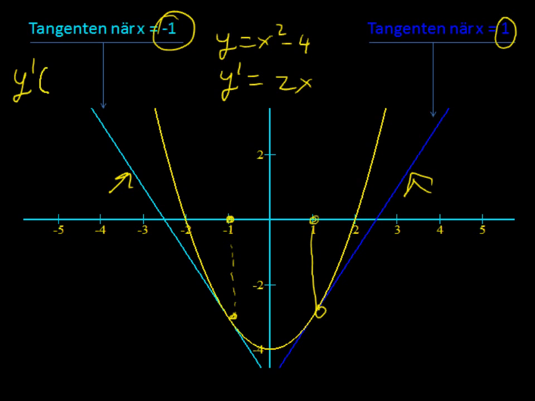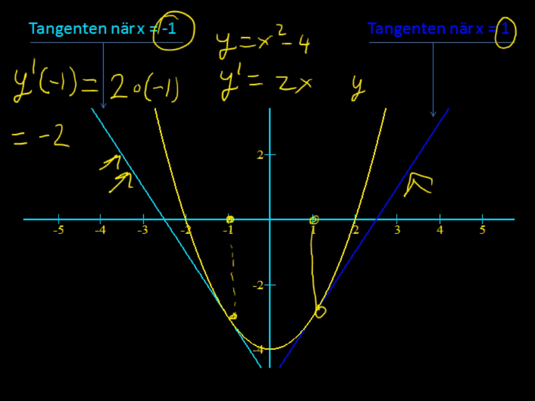Y prime of -1 will then be, we'll follow the formula. It's going to be 2 times whatever x happens to be at that point. And in this case, it's -1. And that, of course, well, I don't have much room, but I'll put it over here. That'll be -2. So this turquoise line here, this one, will have a slope, a k-value, of negative 2.